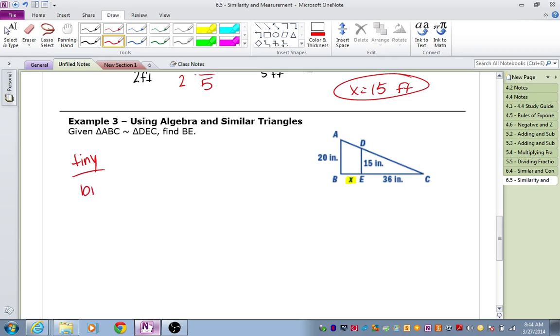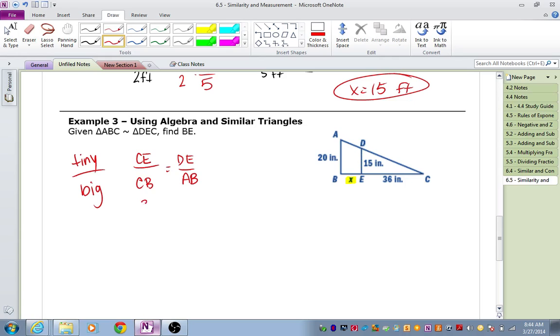So tiny over big. The tiny, we have CE, and the big would be CB. At the other side, we have DE over AB. Okay, so the sides and then the bottoms.